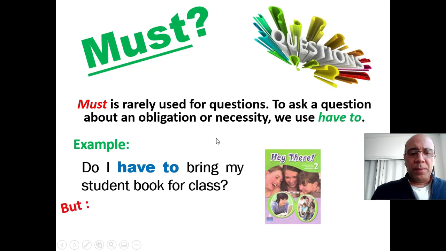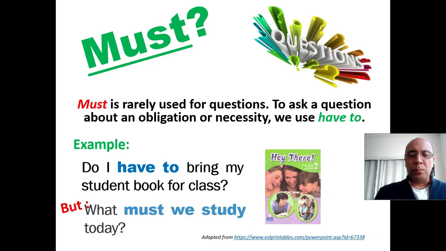So we have the simple present explanation. But attention, it's possible to use must in a question when it's a question word, a WH word. What, for example, what, who, where, when. So in this case, we invert must. What must we study today? Okay. What must we study today? Interrogative form.